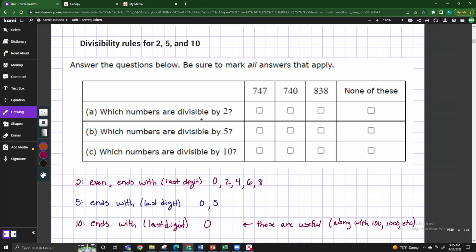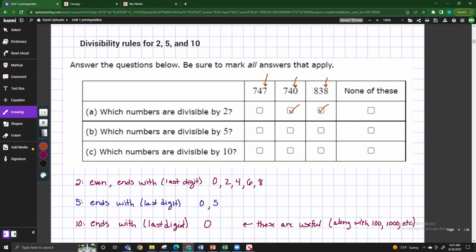All right, so when we're looking at divisibility by 2, for any of these problems, we're really just looking at that last digit. All right, so for 2, it has to end in a 0, 2, 4, 6, or 8. This is a 7. It is not, so it's not going to be either one. This is a 0, so it is divisible by 2. This is an 8, so it is divisible by 2.